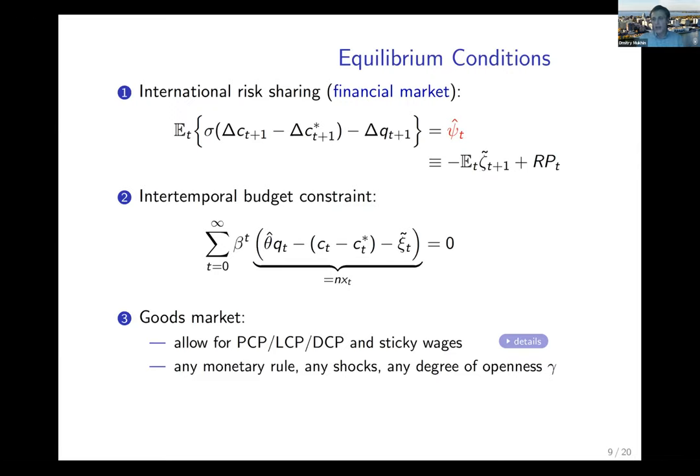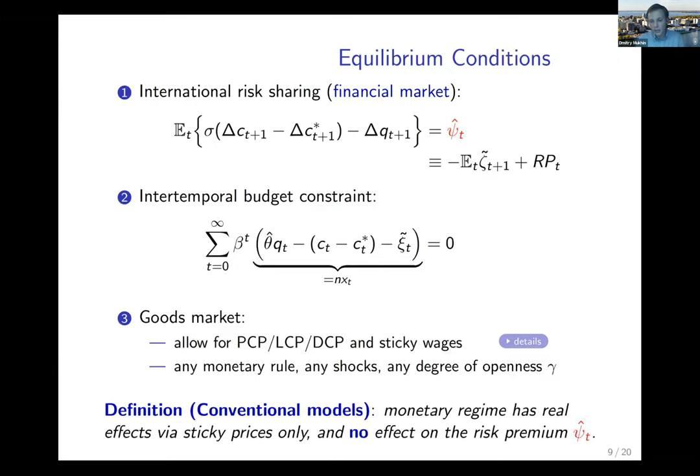Okay, so as I said, this is a fairly general model, right? We imposed only minimum restrictions on the asset markets, on the goods markets. So now I'm going to impose additional restrictions. I'm going to define the class of models that we call conventional. In particular, we call conventional models the ones in which the monetary policy affects real outcomes only through the goods markets, not through the financial markets. Right, so more precisely, we consider the class of models in which this financial wedge, this psi t hat, is completely exogenous to the monetary policy.